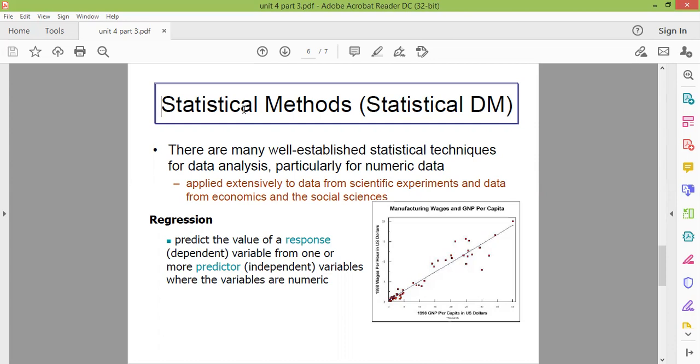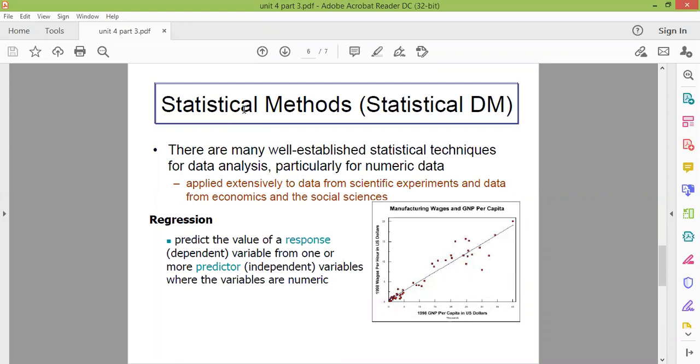Predict the value of the response. In regression, what do we do? We are predicting the value of the response. The response is your dependent variable, predicted from one or more predictors.